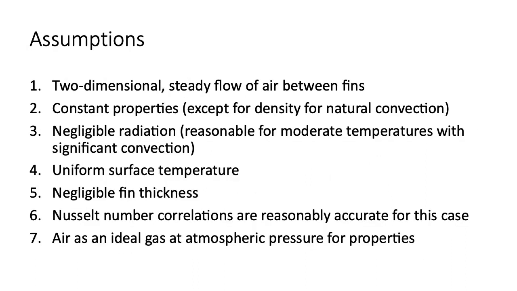Our first assumption for this problem is two-dimensional steady flow of air between the fins. Our second assumption is constant properties. However, note that the density must be changing for natural convection to occur, but that we use a density at the mean temperature for our calculations. Our third assumption is that there is negligible radiation from the fin array. This is a reasonable assumption for moderate temperatures combined with significant convection.